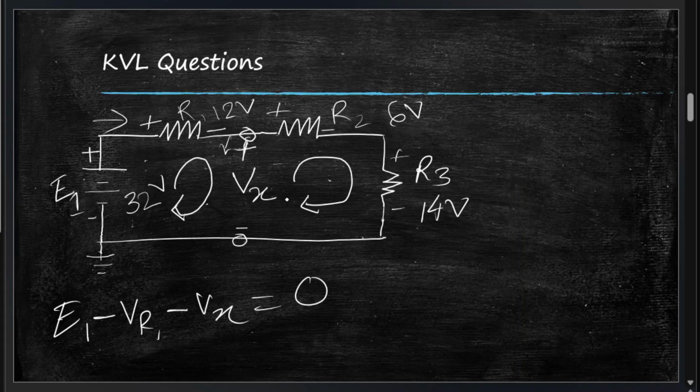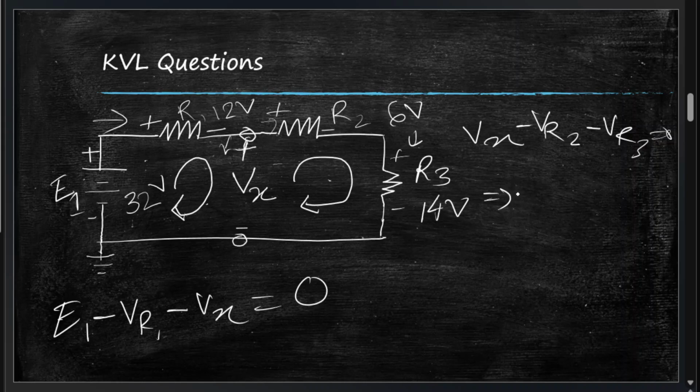Now for the next loop we'll get the same answer. So let's see, we'll start from here from Vx. Starting from Vx, it's minus to plus, so we'll put plus Vx, and then entering through plus, so minus VR2, and again entering through plus, so minus VR3 equal to 0. That's KVL.